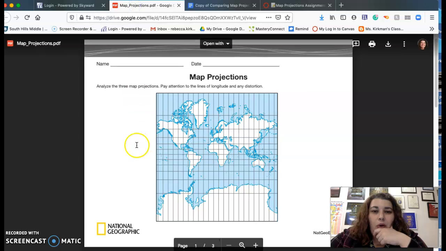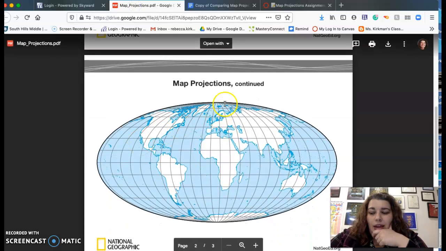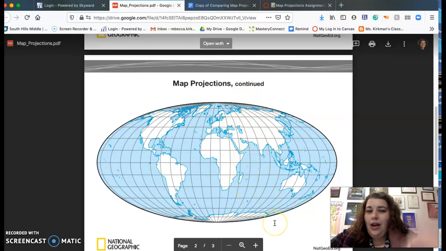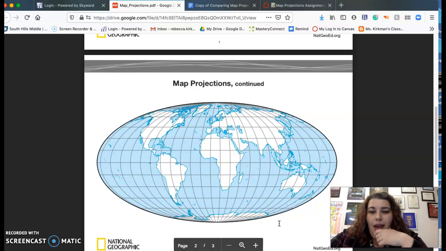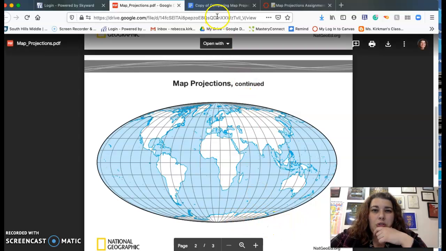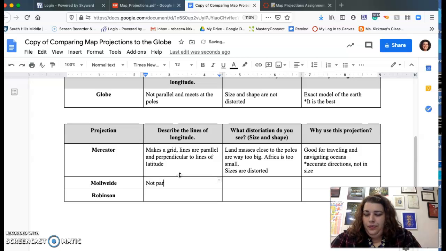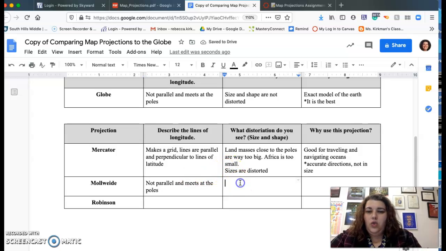Looking at the Molleweide, that's this next one, the lines of longitude are curved, so they're not parallel to each other, and they meet at the poles. So back over here, not parallel, and meets at the poles. Distortion, size and shape.